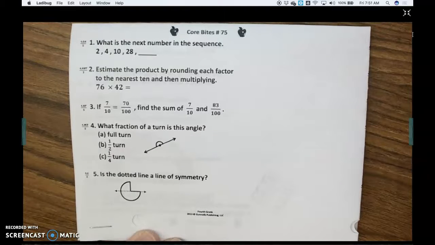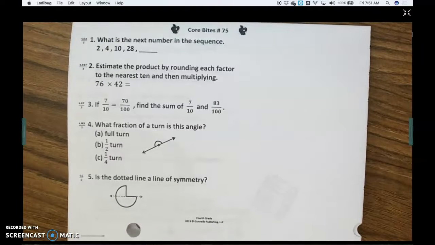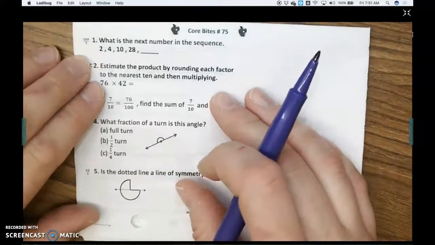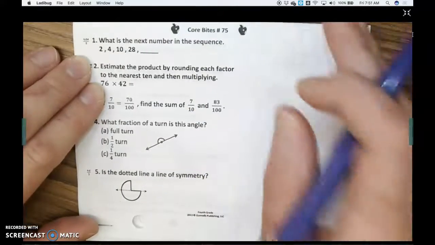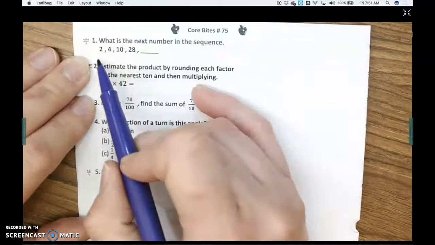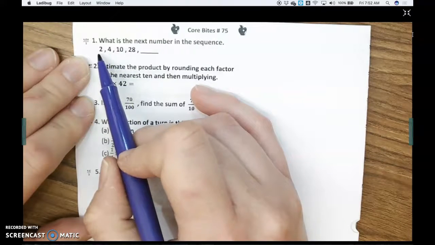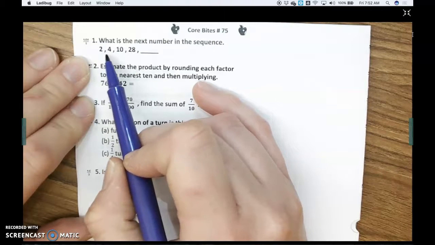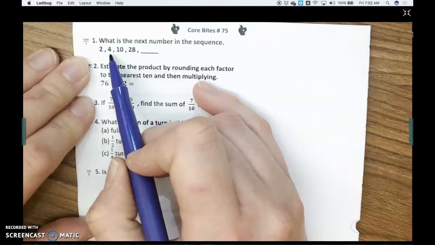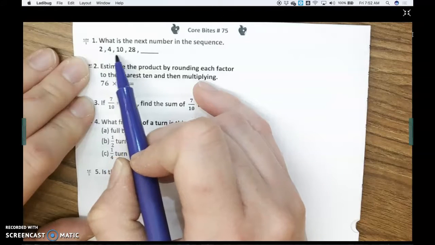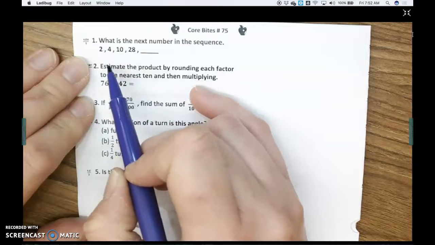So the first one says, what is the next number in the sequence? And that's awesome because we've been doing patterns and skip counting in math. So if you look at it, how do we go from 2 to 4? Well, we can go 2 times 2 to get 4, right? But that's not the pattern because 4 times 2 is 8. So we've got to think for a minute.